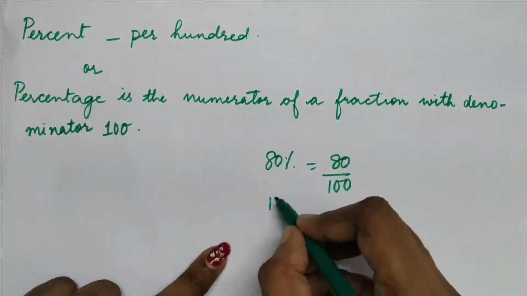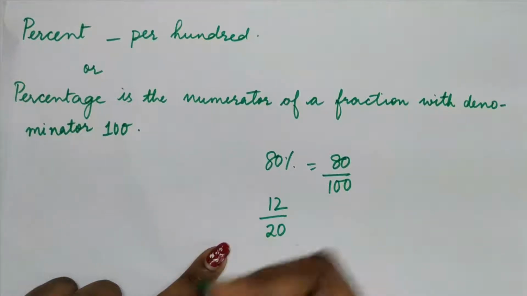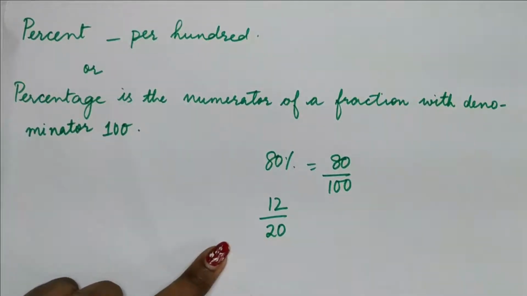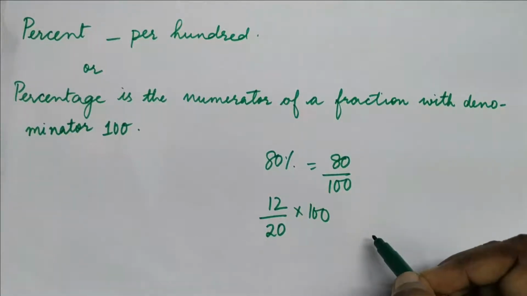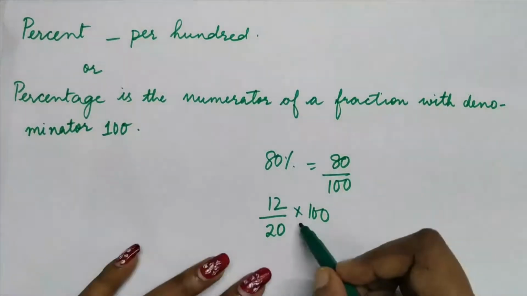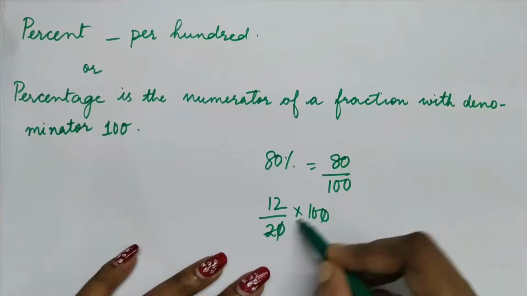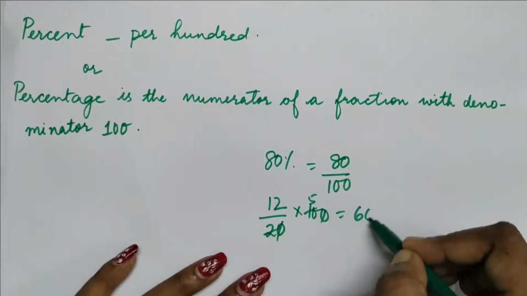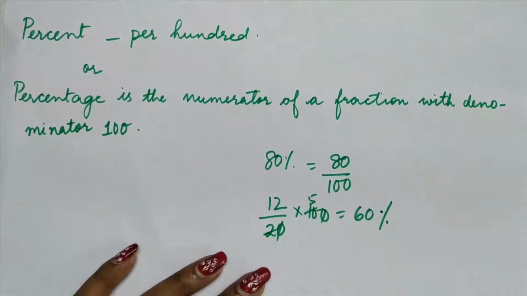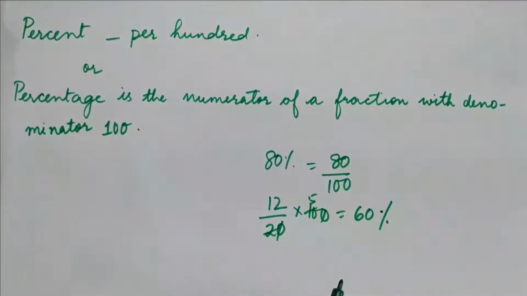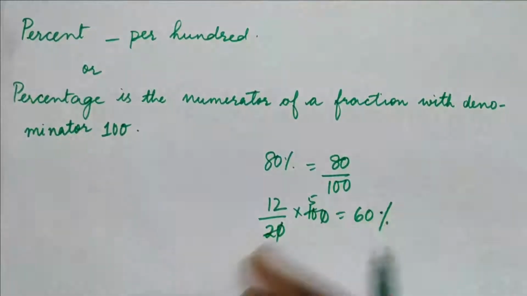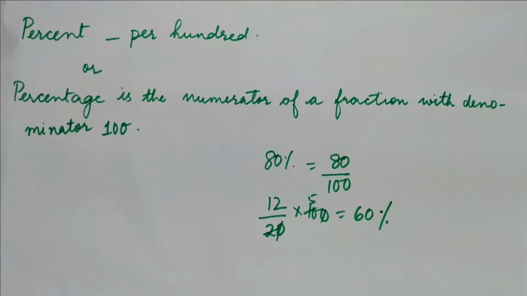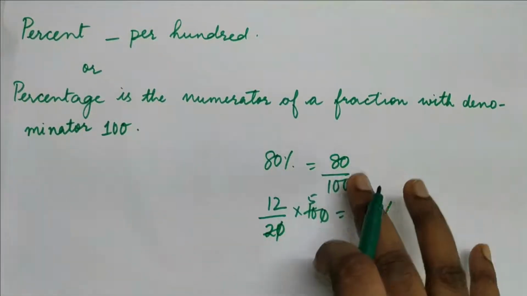Suppose you get 12 out of 20 in your test. So what is the percent? Now suppose we have got 12 by 20 out of 100 and we want to find out what percentage we have got. So we multiply it with 100. So we will get 12 into 5, that is 60 percentage or 60%. The word percent and percentage are used synonymously. You can use either of the words, and whenever we are talking about percentage, that means it is by 100.